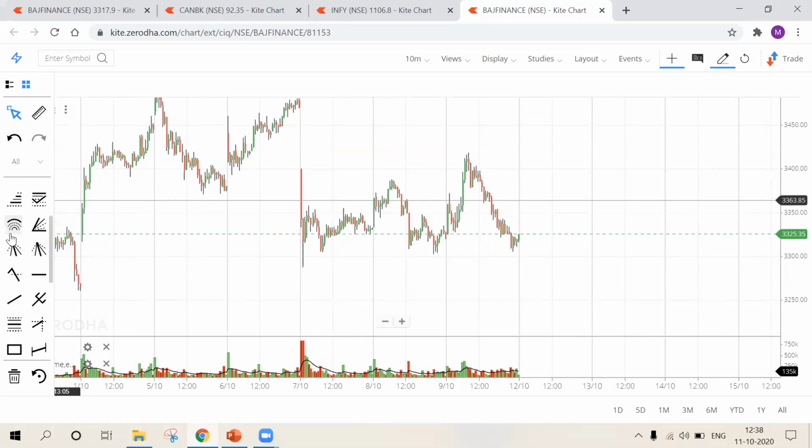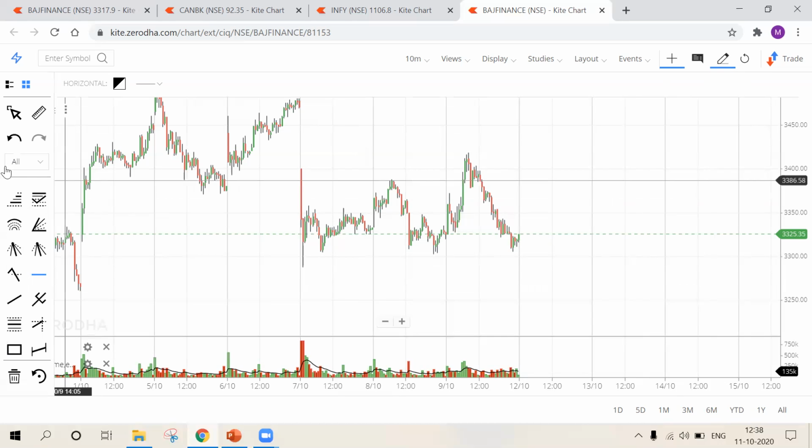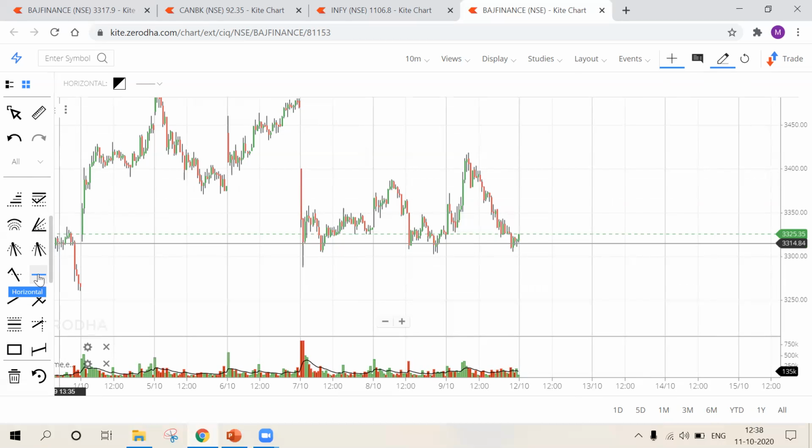So to draw support or resistance, you need to use this horizontal line. I repeat, to draw support or resistance, you need to click on this pencil icon. Upon clicking it, the drawing tool will populate and you need to select the horizontal line from the drawing tool to draw support or resistance. So I'm selecting the horizontal line here.